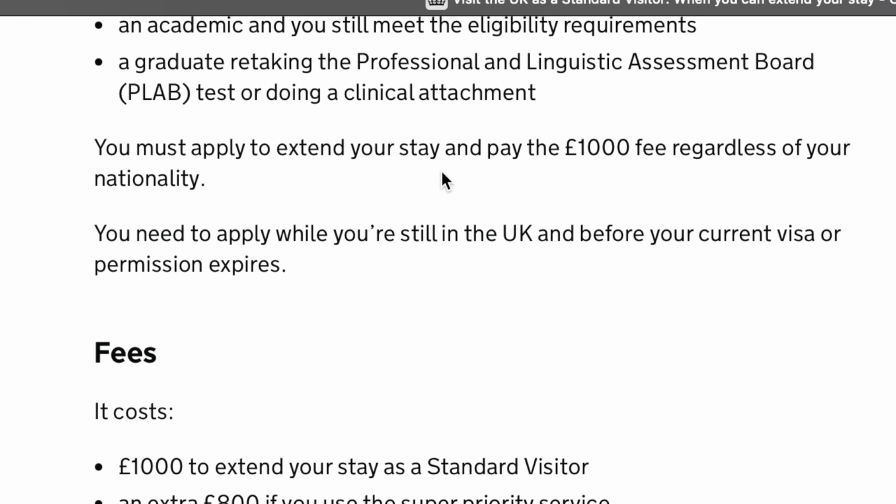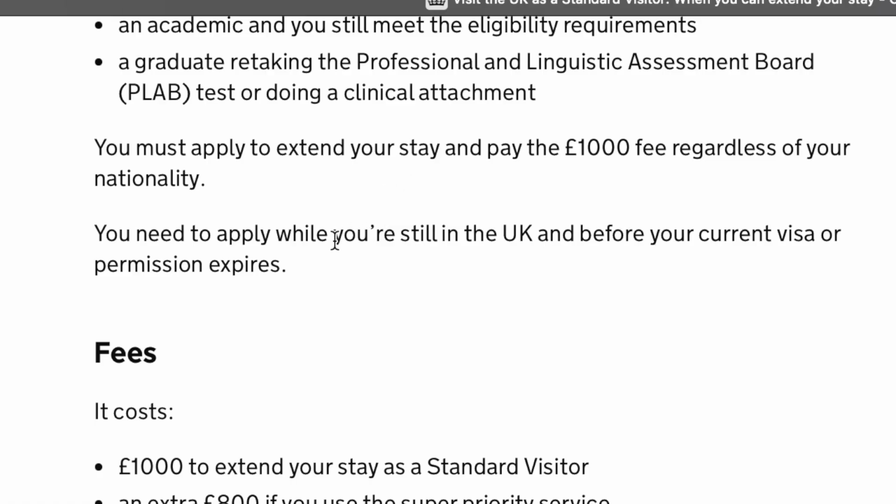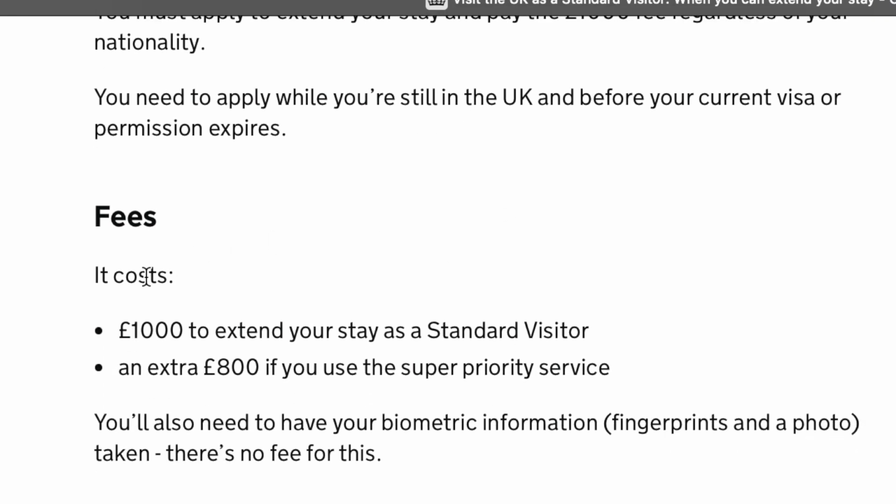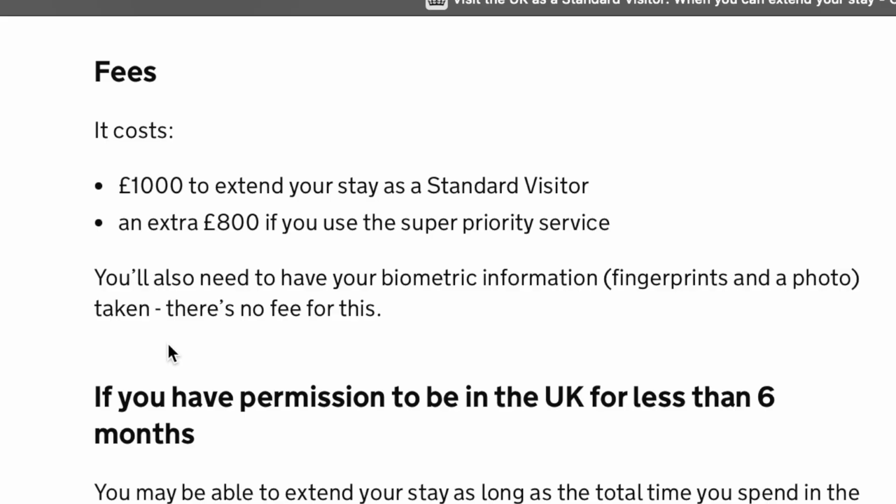You must apply to extend your stay and pay the £1,000 fee regardless of your nationality. It is actually more expensive to extend your stay with a visitor visa in the UK than any other visa I have seen. You need to apply while you're still in the UK and before your current visa or permission expires. It costs £1,000 to extend your stay as a standard visitor, and an extra £800 if you use the super priority service. You also need to have your biometric information taken.